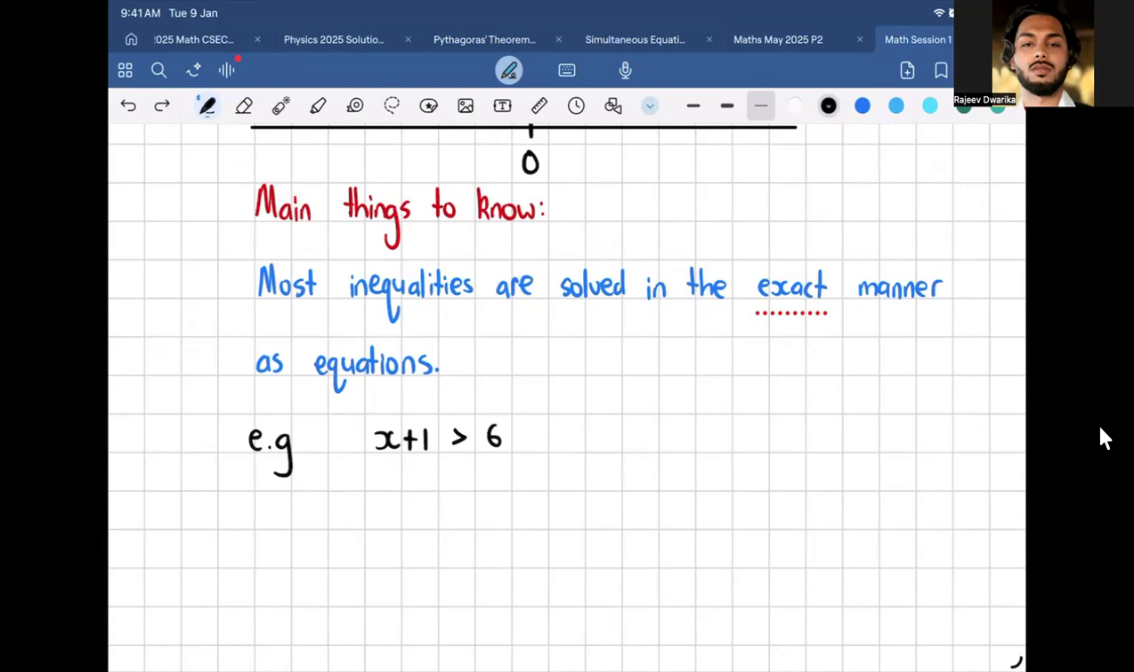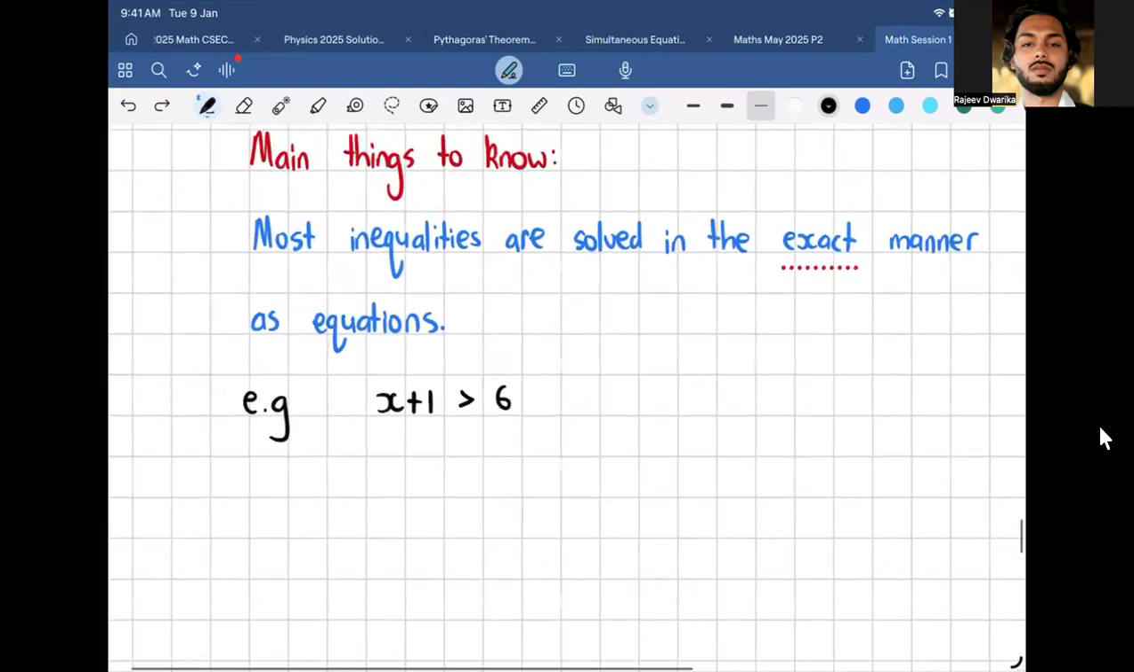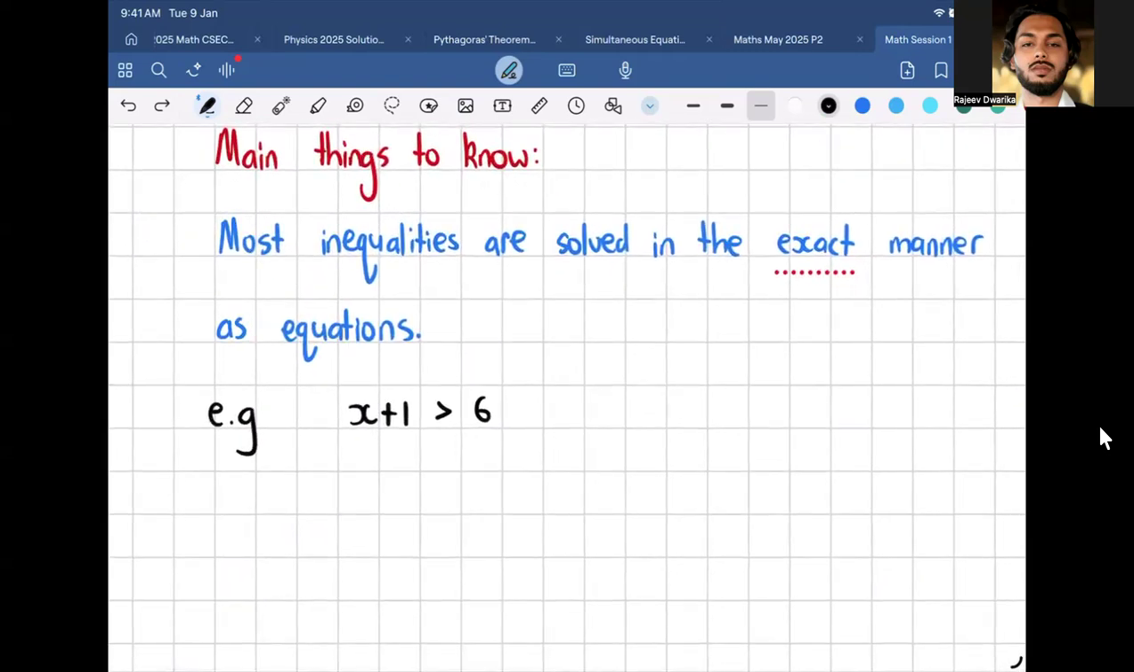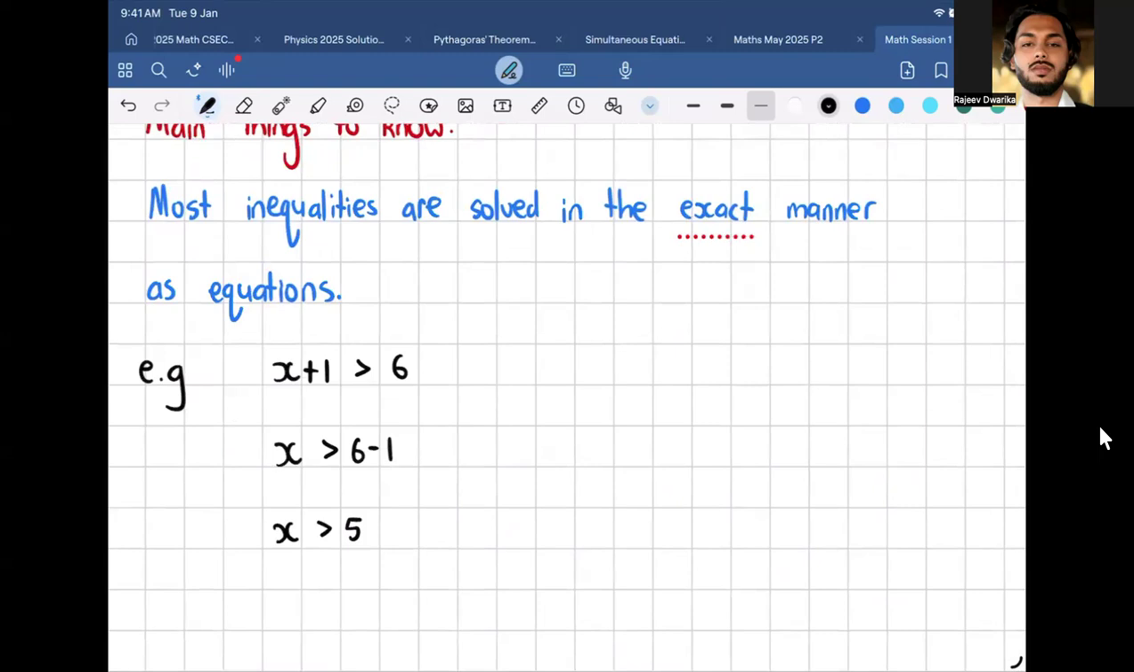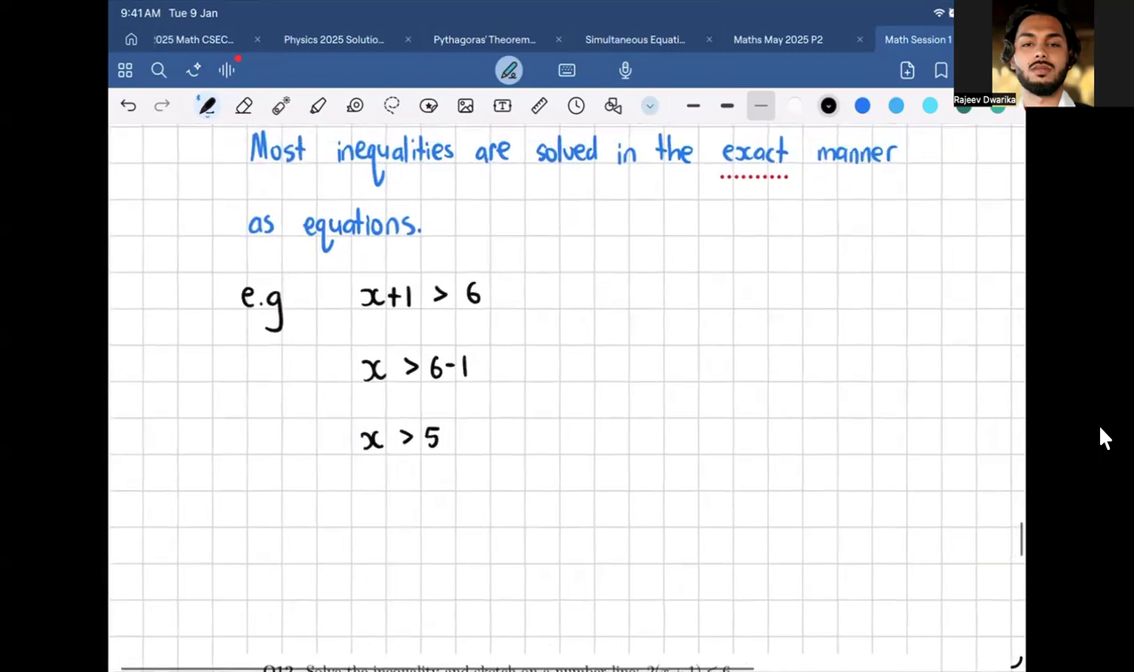Right, let's continue. So we would solve this like a regular equation. Nothing fancy about it. So Vanessa, I'd move across the positive one, and so x would be more than 6 minus 1. So the values for x that would satisfy this inequality would be x is more than 5. Pretty self-explanatory. This is very simple, right? Great. Now these are the special cases you need to know. All right, let's look at some special conditions.